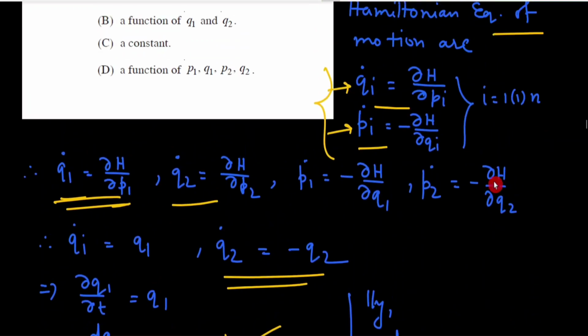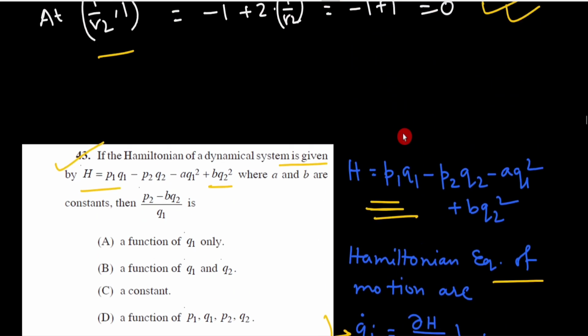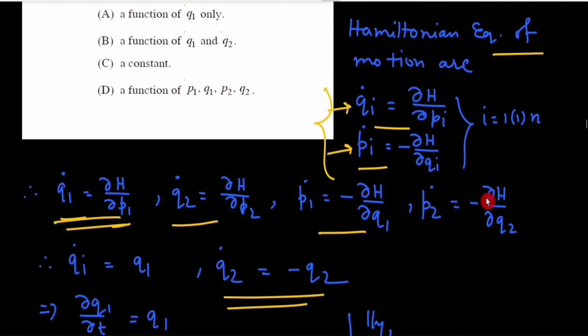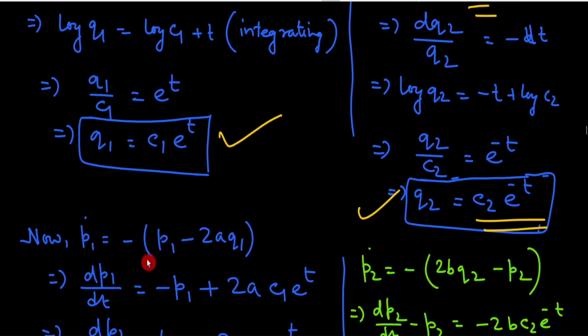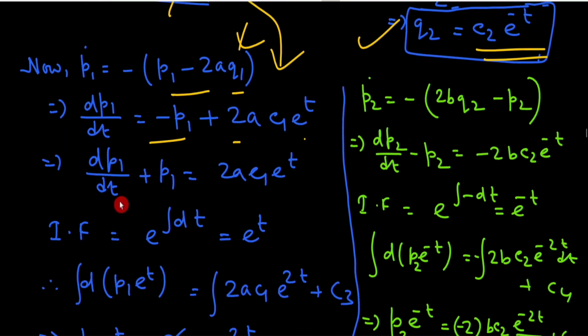Now p1 dot equal to minus del H by del q1. Now minus del H by del q1, from this H we get del H by del q1, and del H by del q1 equals p1 minus 2a q1 from the given H. Therefore this gives dp1 by dt equal to minus p1 plus 2a c1 e to the power t. Since the value of q1 equal to c1 e to the power t, put the value of q1 here, and this gives dp1 by dt plus p1 equal to 2a c1 e to the power t.